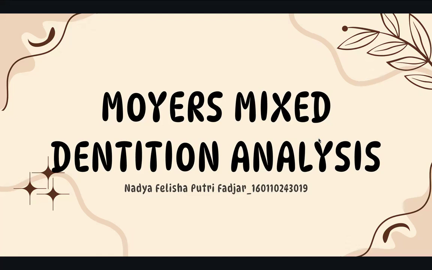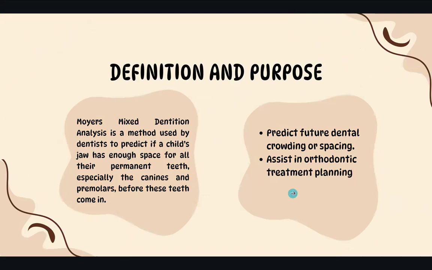In this video, I'm going to explain about the Moyer's mixed dentition analysis. Okay, so for the definition, Moyer's mixed dentition analysis is a clinical technique used by dentists to estimate the future space available in a child's jaw for their permanent teeth that have not yet emerged. This method is particularly focused on predicting the space for canines and premolars during the mixed dentition phase, which is the period when a child has a combination of both primary or baby teeth and newly erupted permanent teeth.